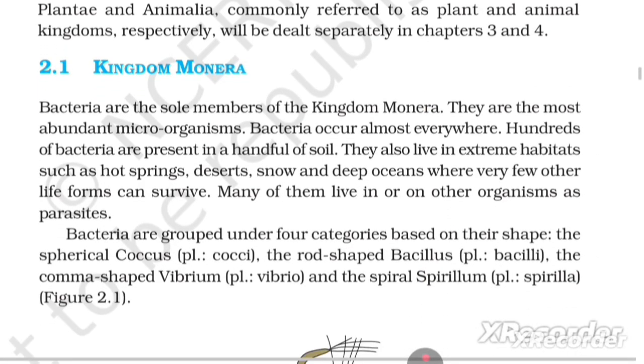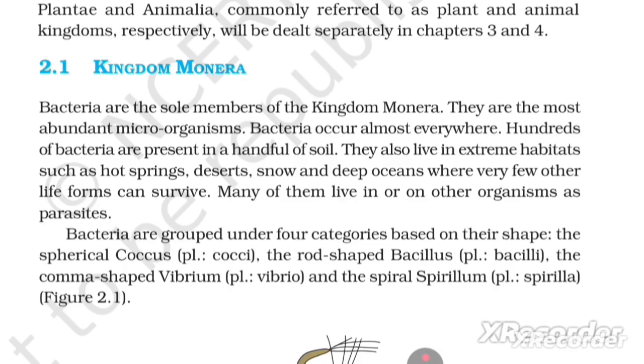Kingdom Monera. Bacteria are the sole members of kingdom Monera. They are the most abundant microorganisms. Bacteria occur almost everywhere. Hundreds of bacteria are present in a handful of soil. They also live in extreme habitats such as hot springs, deserts, snow, and the deep ocean, where very few other life forms can survive. Many of them live in or on other organisms as parasites.